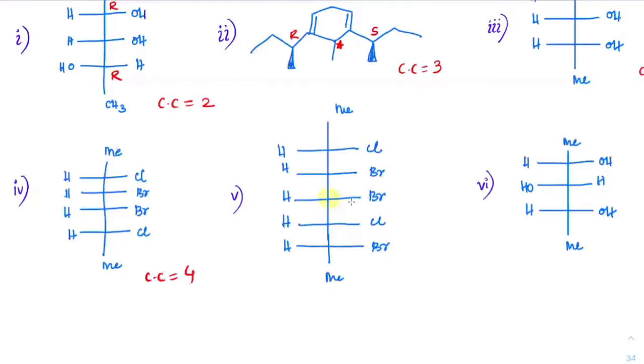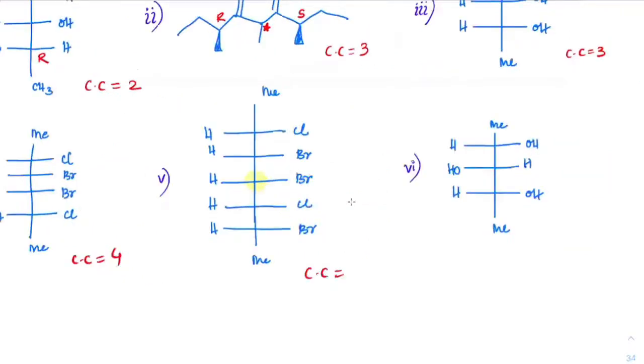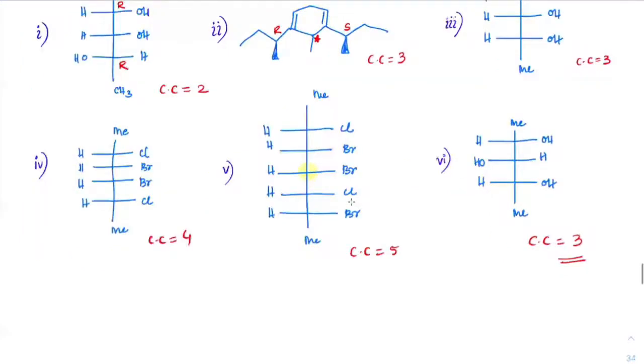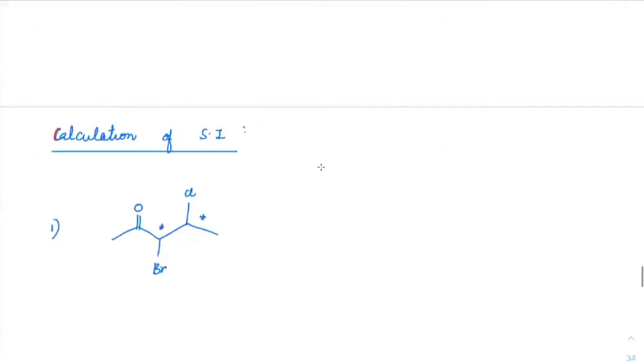Next, fifth one. Chiral centers? Five. All of them are different. There are no meso forms coming. Next, chiral centers? Three. Very good. So you should be able to answer this that fast. Okay, everyone? Clear? Any doubt with pseudo now?